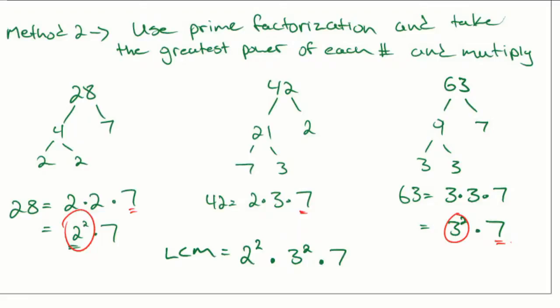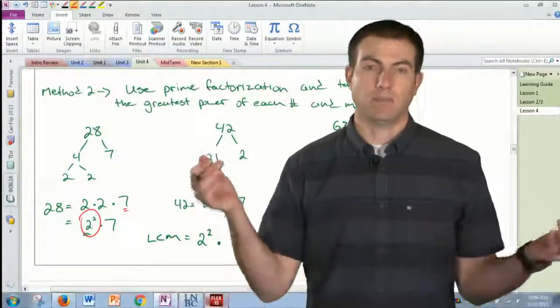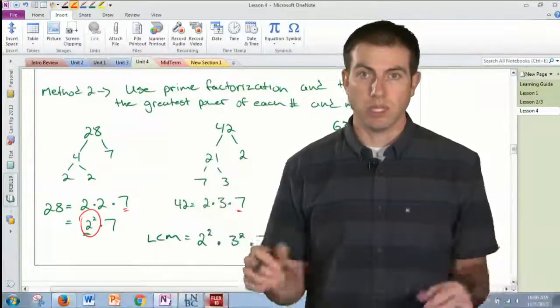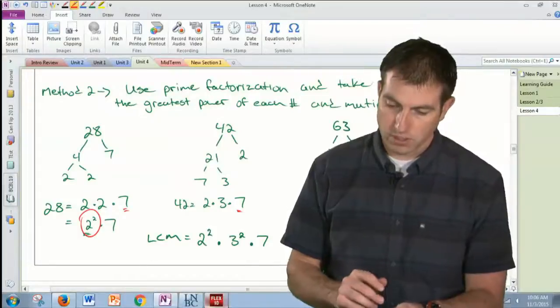That's it. The greatest exponent of 2 was 2. The greatest exponent of 3 was 2. The greatest exponent of 7 was 1. If I had another prime in there somewhere, like an 11 or something, I'd include it, and then whatever exponent it had. So what is 2 squared times 3 squared times 7?